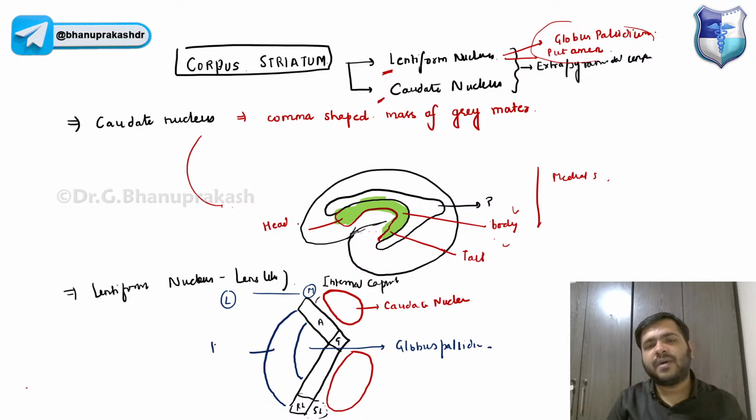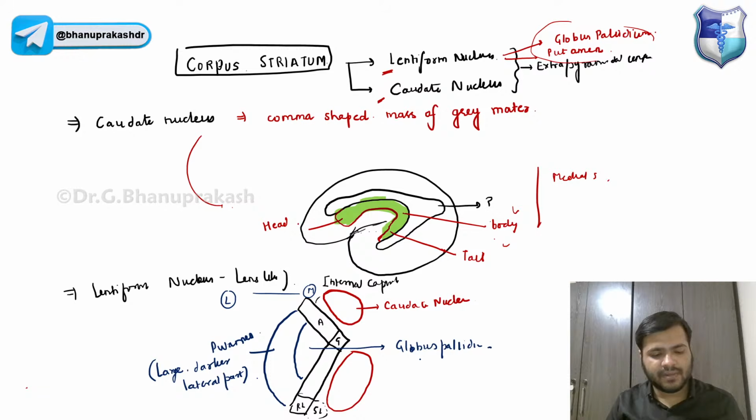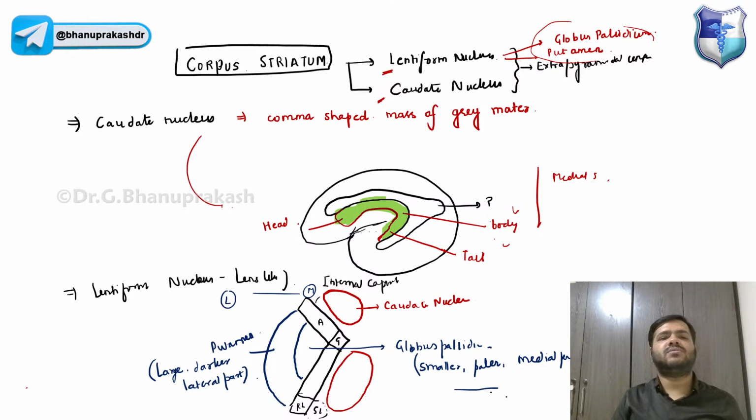and the outermost part is called the putamen. The putamen is the large, darker lateral part, guys. And the globus pallidum is the smaller, paler, medial part, right? So that is about the lentiform nucleus that you have to remember.